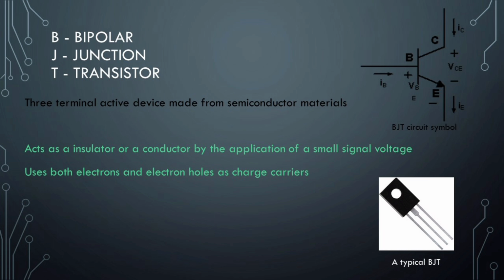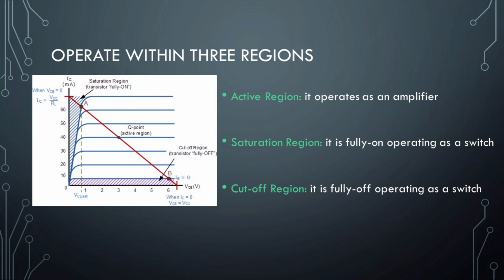This is a BJT circuit symbol. This is a typical BJT. BJTs have the ability to operate within three different regions. Active region: the transistor operates as an amplifier, that is, the emitter to base junction is forward biased and the base to collector junction is reverse biased.